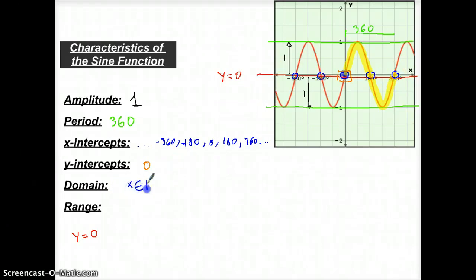The domain, well, it goes on forever from left to right, so that's easy. X belongs to the real numbers. And the range, well, it's y belongs to the real numbers, such that y is between minus 1 and 1, right? I should put my set notation. And there it is.